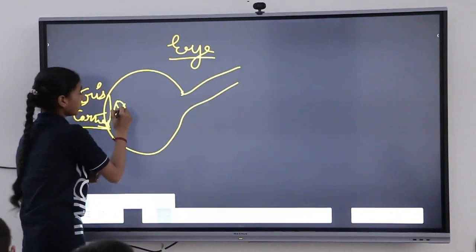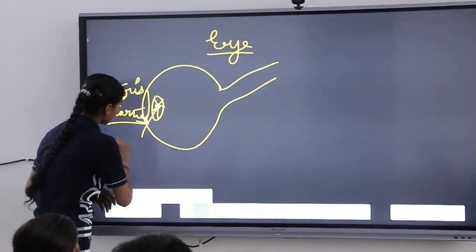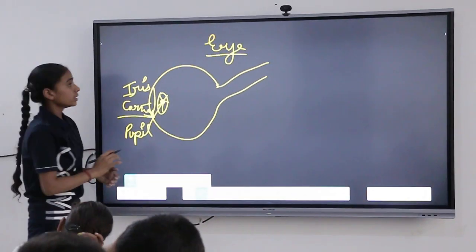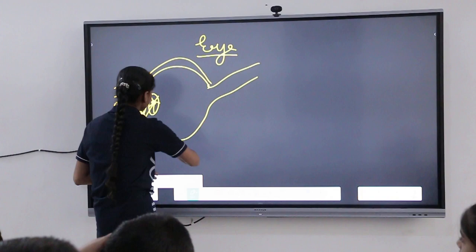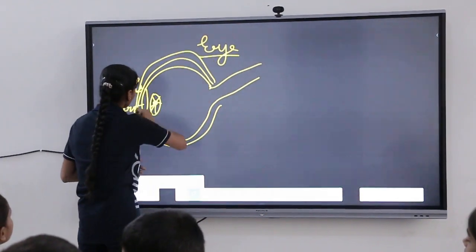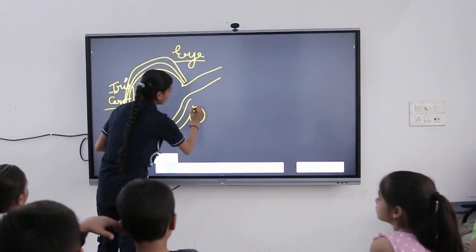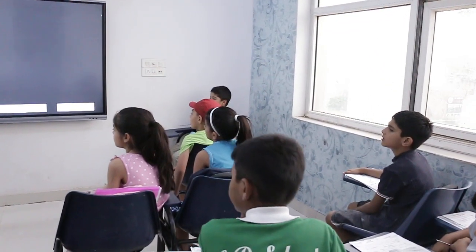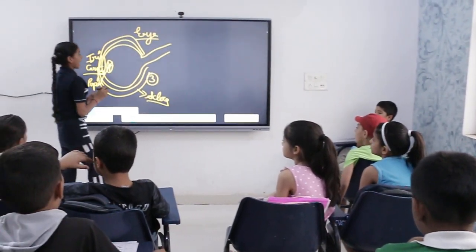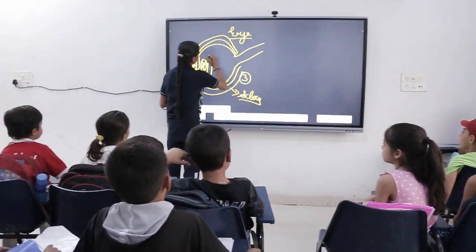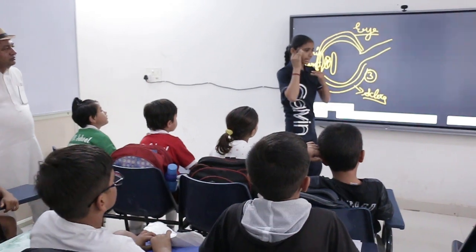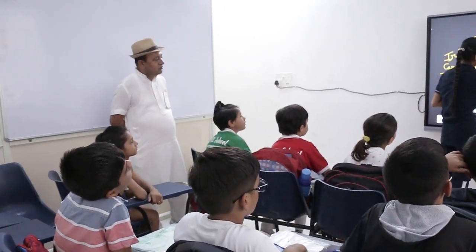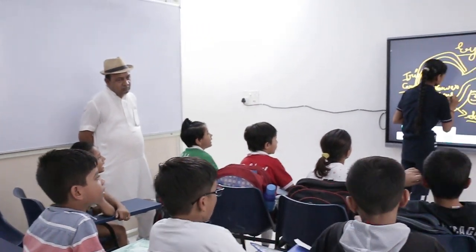Then the smallest opening in our eyes, that is the pupil. That is the pupil. And around our eye there are 3 outer coverings. How many? 3 outer coverings, and that is known as the sclera. And there is a lens in our eyes, behind the pupil, that is known as the convex lens.